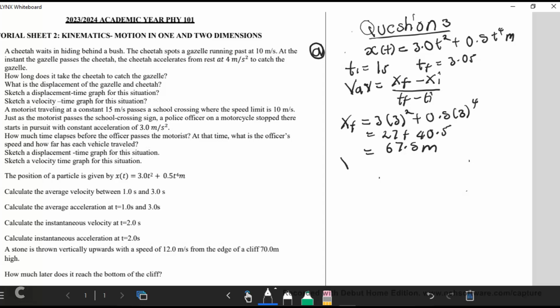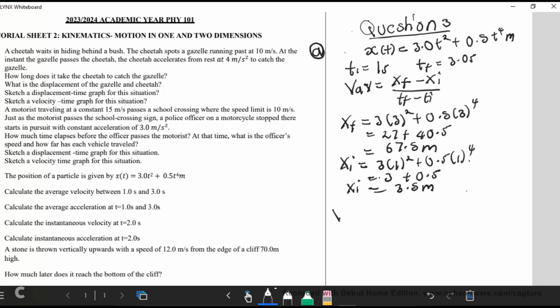So this 67.5 meters is the final displacement. How about the initial displacement? We replace t with 1 there, squared, plus 0.5 times 1 to the power 4. It will be 3 here, because 1 times 1 is just 1, then 1 times 1 times 0.5 will be 0.5. So when you add, it will be 3.5 meters. This is the initial displacement.